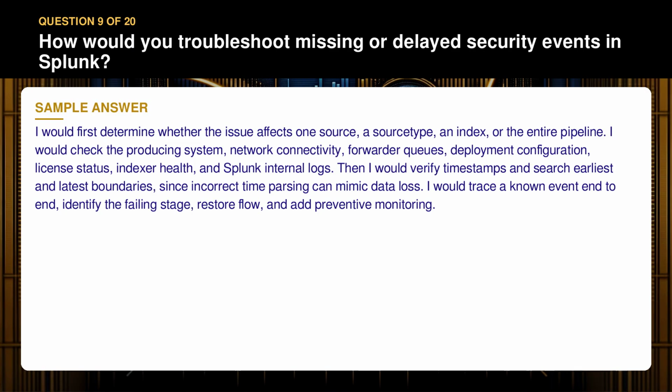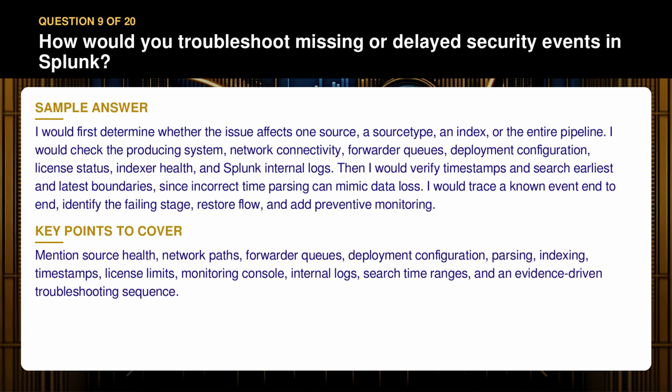I would trace a known event end-to-end, identify the failing stage, restore flow, and add preventive monitoring. Mention source health, network paths, forwarder queues, deployment configuration, parsing, indexing, timestamps, license limits, monitoring console, internal logs, search time ranges, and an evidence-driven troubleshooting sequence.